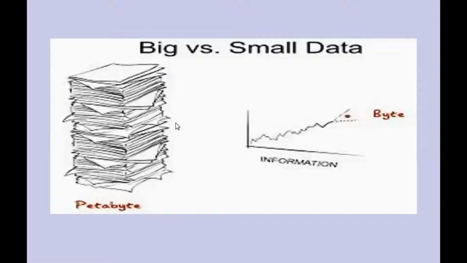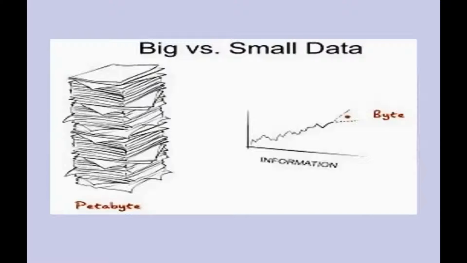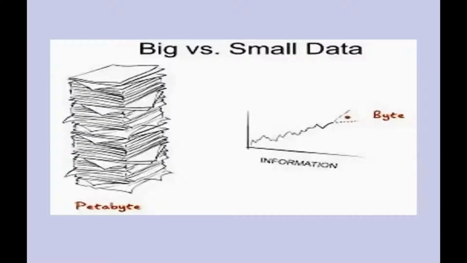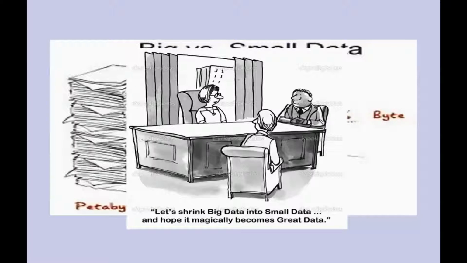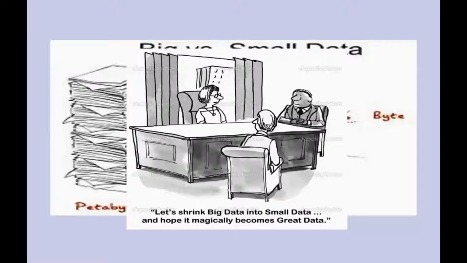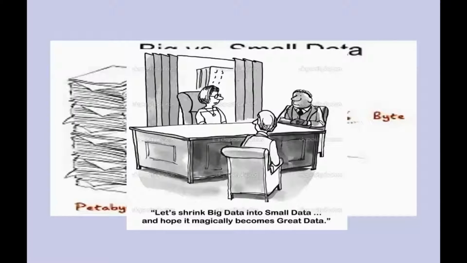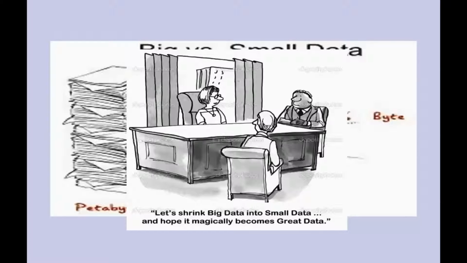Now, big data versus small data. Are they different? Should they be treated differently? This is a new field and a lot of discussion is going on about it. For the purpose of our course, here is what I believe. Big data and small data are the same as long as the data helps us generate useful knowledge for optimal decision making, like you see here. Let's shrink big data into small data and hope it magically becomes great data. Not magically, we will have to learn that magic, and that's what we would be learning.